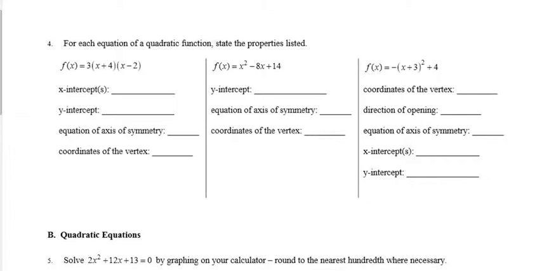For each equation of a quadratic function, state the properties listed. So now we're going from, here's a graph. You can look at a graph, and from the graph, you can say, oh, okay, my x-intercepts are these guys and y's, right? I'm reading information off a graph. Here's an equation. Can you get the same information out of an equation? What are the x-intercepts?